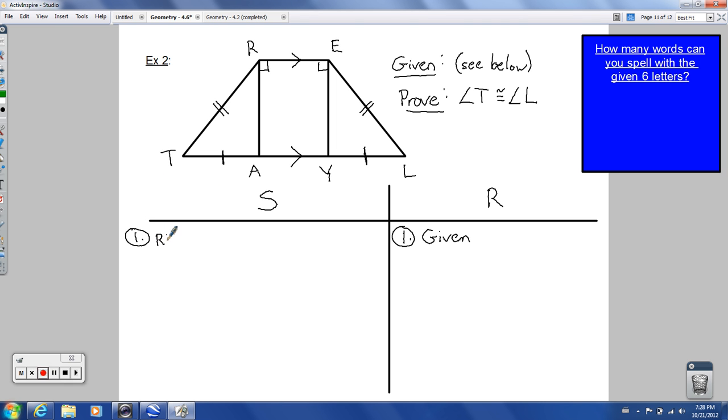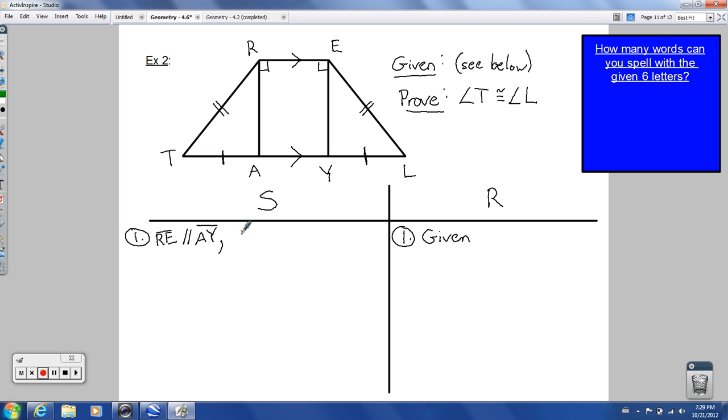I could say that RE is parallel to AY. Could I call AY TL or TY or AL? Sure, I could say any of those things. But I'm going to go with RE is parallel to AY. AY includes T and L if I extend that out as a line instead of that segment. But this is true. What else do I have being true there?